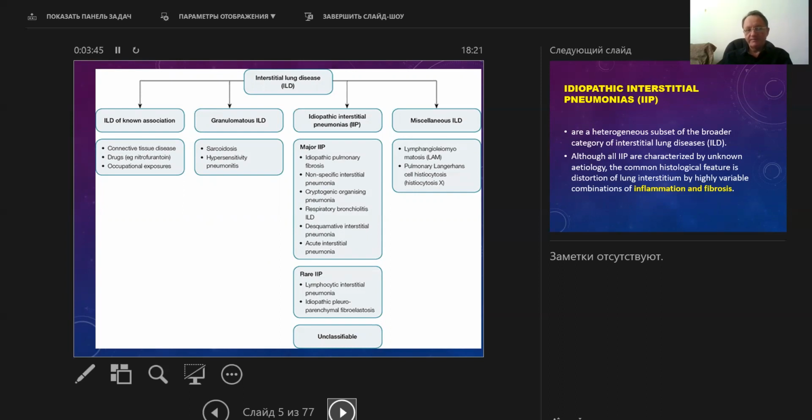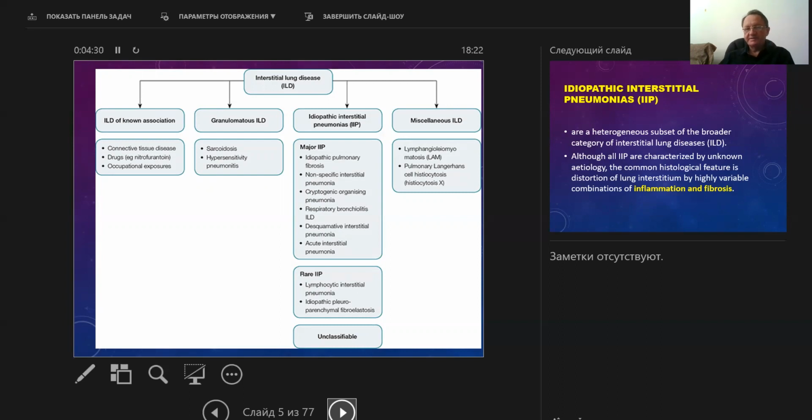In this slide, you can see the first group, interstitial lung disease of known association, including connective tissue disease associated interstitial lung disease, drug-induced interstitial lung disease as a side effect of consumption of some kinds of drugs, first of all, for example, amiodarone, and interstitial lung disease as a result of occupational hazard exposure.